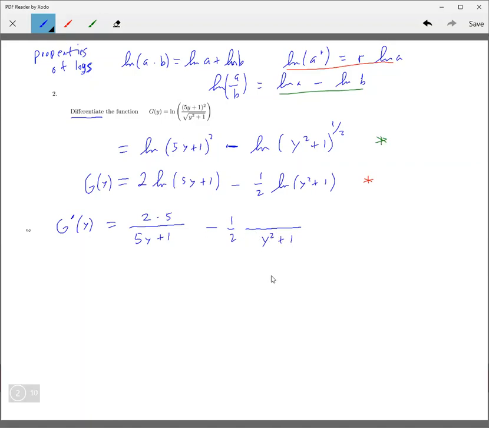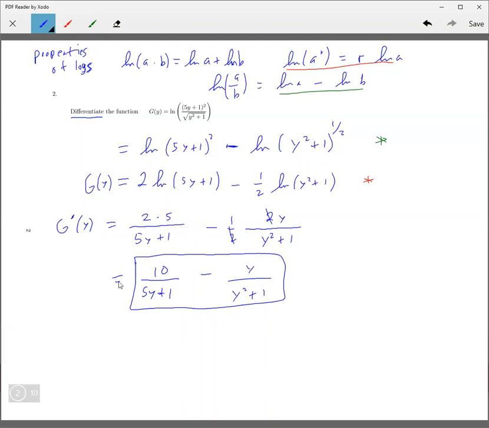which is y squared plus 1, times the derivative of this, which is 2y. Okay, derivative of y squared is 2y, derivative of 1 is 0. So that goes right here. Okay, those are going to cancel. This is going to be 10 over 5y plus 1 minus y over y squared plus 1. Okay, so that's the answer to number 2.